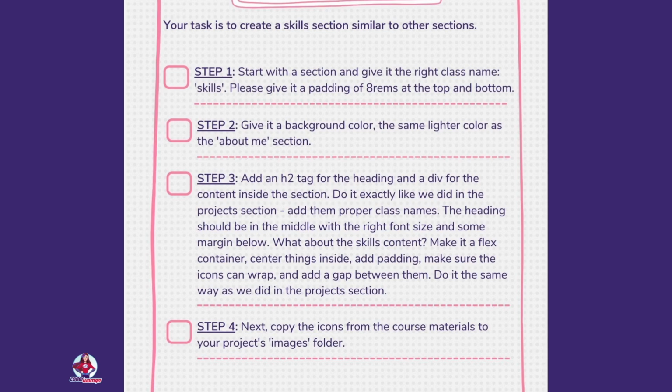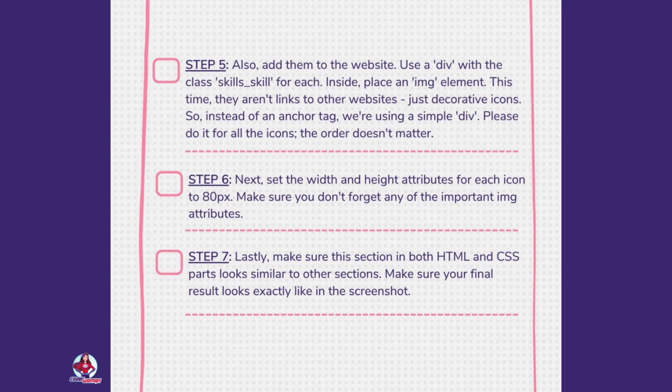Next, copy the icons from the course materials to your project's images folder. Also add them to the website. Use a div with the class skills skill for each. Inside, place an IMG element. This time, they aren't links to other websites, just decorative icons. So instead of an anchor tag, we're using a simple div. Please do it for all the icons, the order doesn't matter.